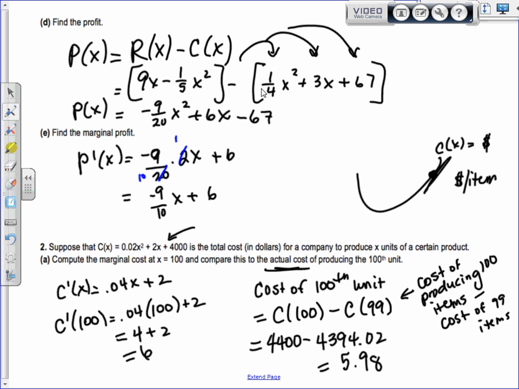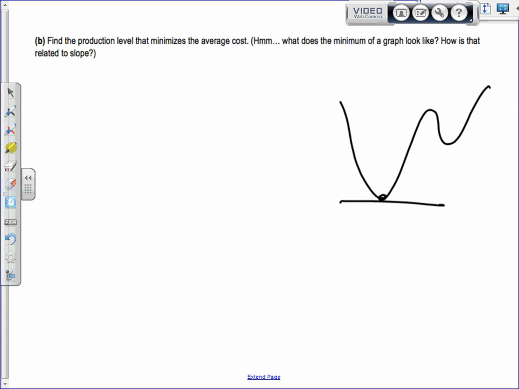Now, in our original thing, we have cost, our cost function. Do you guys see that's a parabola? So there's only going to be one minimum. So we're going to have something like that. So we're going to find when your slope is equal to 0. So when you hear find the maximum or find the minimum, find when slope is equal to 0.